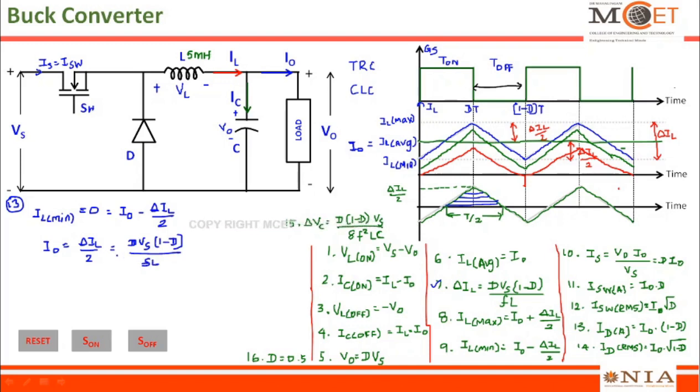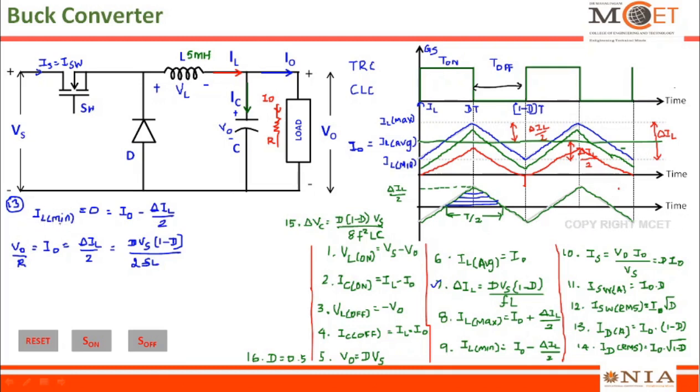fl into 1 by 2. So this becomes 2. So I0 is equal to d into vs into 1 minus d divided by 2 fl. And let us assume that the load used is a resistive load of R ohms in nature. So if the current I0 is flowing through it and V0 is the voltage across it, then I0 can be written as V0 by R. So this can be written as V0 by R for R load is concerned.